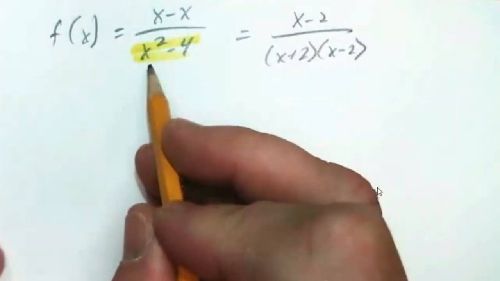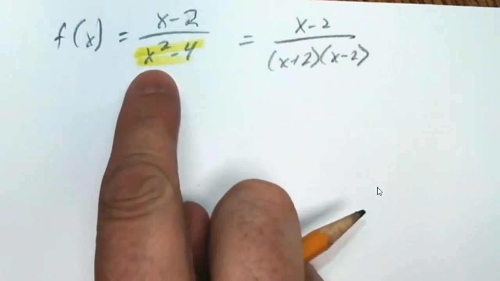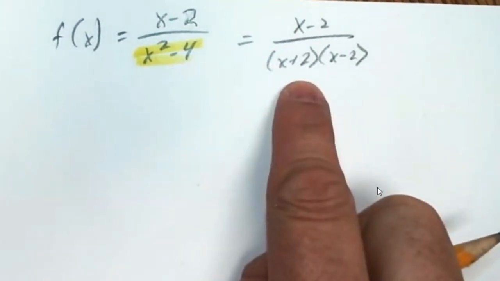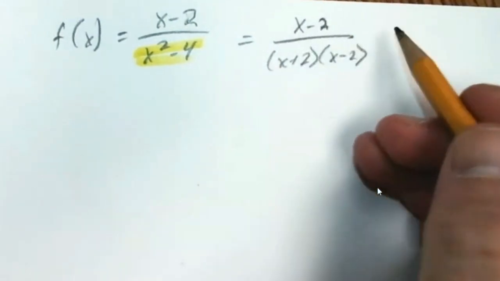Now this equation, it's not x minus x. I was in a hurry there. It's x minus 2 over x squared minus 4. We need to factor that because, as he pointed out, there's an x minus 2 on the top and the bottom.